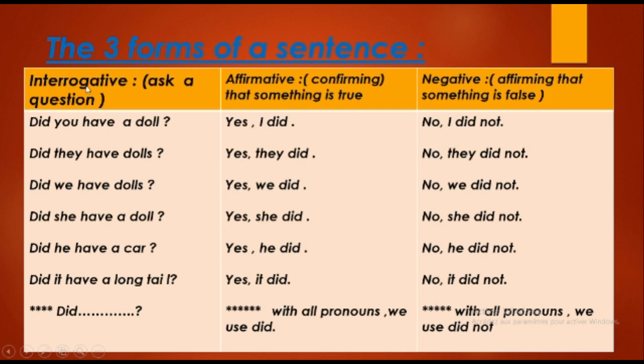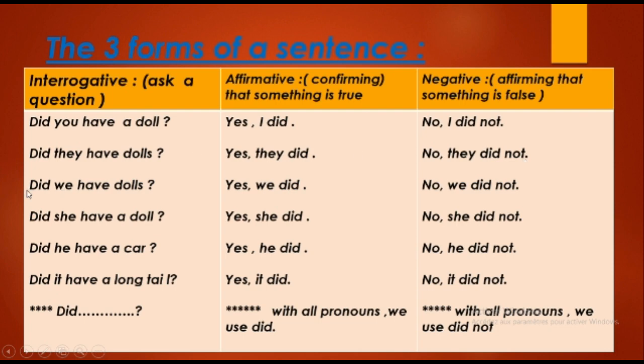Now let's start with interrogative. Yes, don't forget that we are asking a question by starting with did. Did you have a doll? Okay, now. If we say yes, you can say yes, I did, or you can say no, I did not. Now let's move. Did they have dolls? You can say yes, they did, or you can say no, they did not.